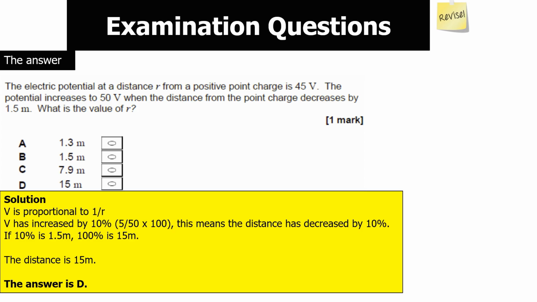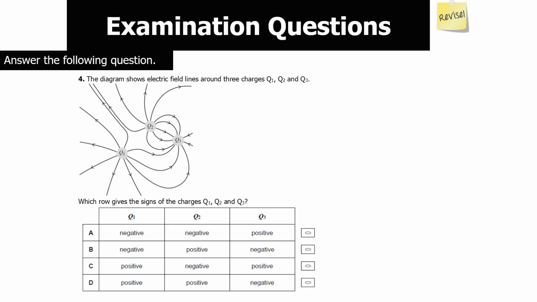So if 10% is 1.5 meters, well therefore we can work out that 100% is going to be 15 meters. So therefore our answer is 15. The answer is D. The next question here shows the diagram with electrical field lines around 3 charges, Q1, Q2 and Q3. Which row gives the signs of the charges Q1, Q2 and Q3?